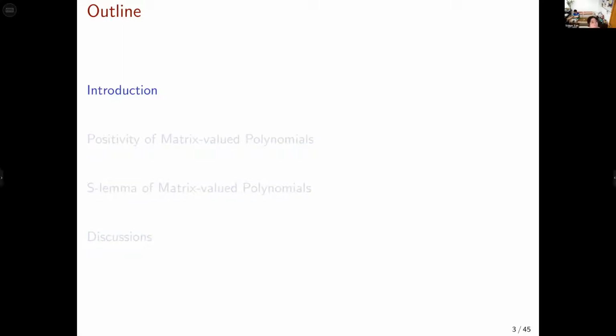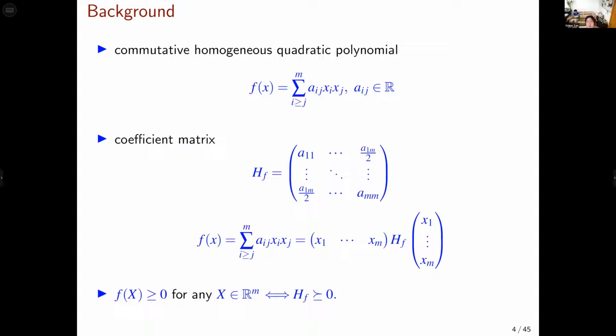So let's begin with a review of the classical polynomial. In this talk, our research object is the homogeneous quadratic polynomial. Since it has a special form, we can define a matrix depending on its coefficients. We use the symbol HF to denote the coefficient matrix of the polynomial f. And we can see the relation between the polynomial f and its coefficient matrix HF.